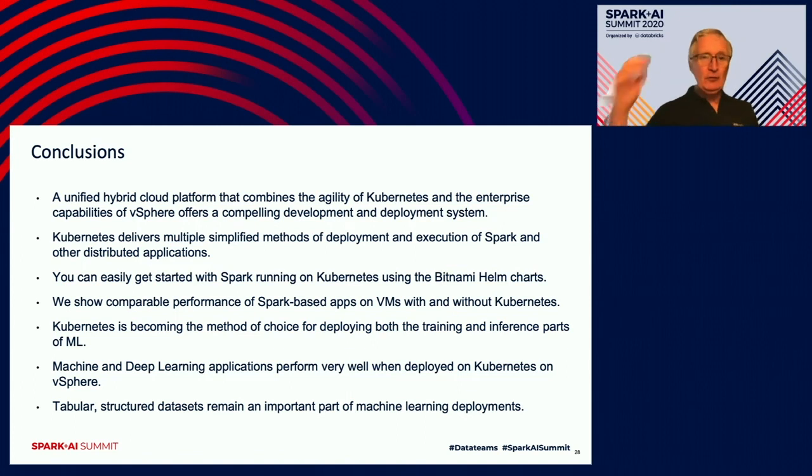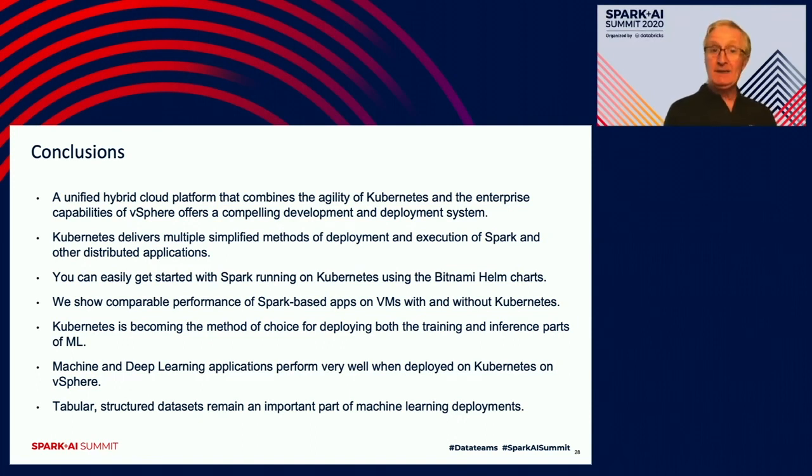Now, to conclude, what you saw from the very beginning from Enrique's section was a unified hybrid cloud platform. We call that VMware Cloud Foundation, or VCF. It runs both on-premises and in VMware Cloud on AWS and other clouds. It gives you the agility of Kubernetes with enterprise capabilities of vSphere. Many, many thousands of companies run VMware vSphere to support all their applications today. Now they can run Kubernetes on there in an integrated way and run Spark on top of Kubernetes. That gives a pretty compelling development and deployment system.